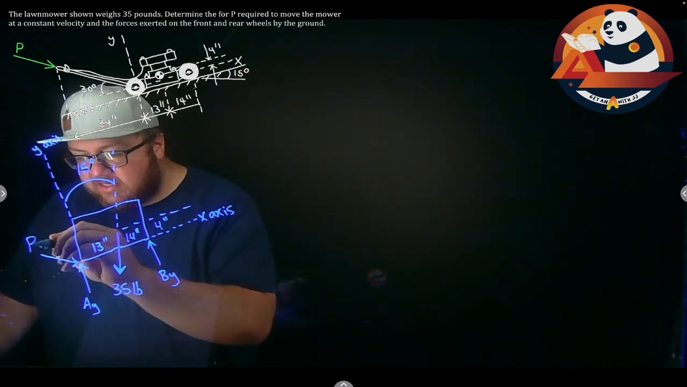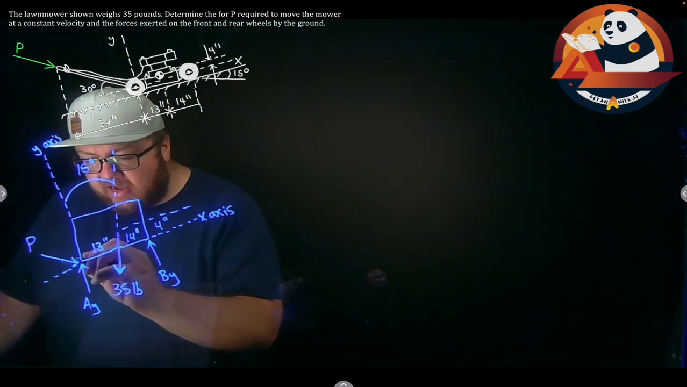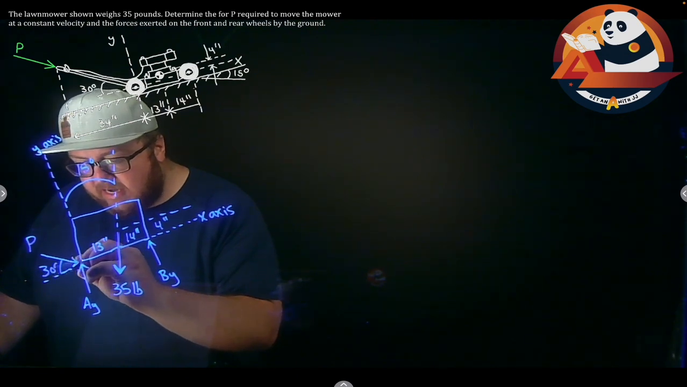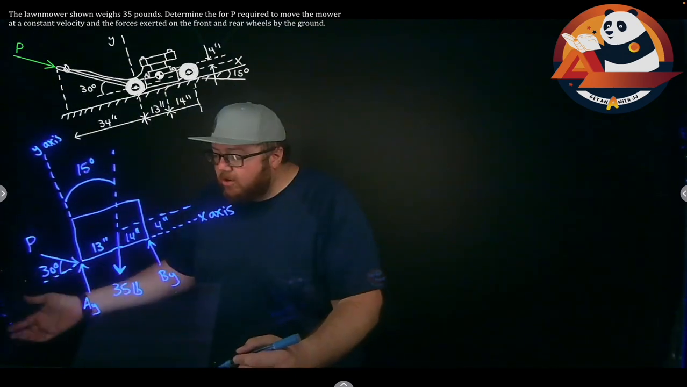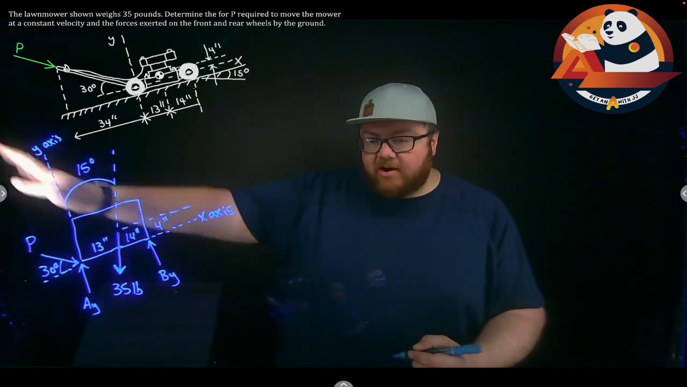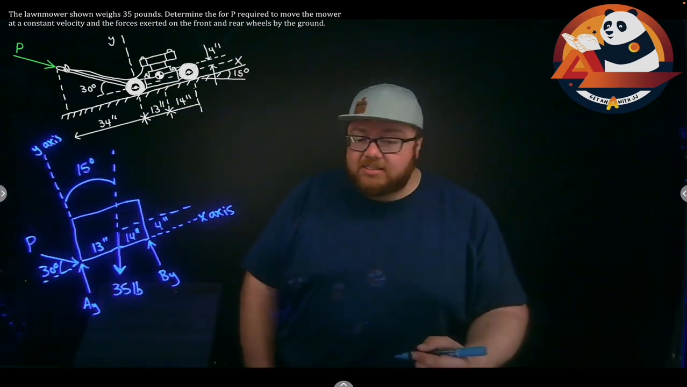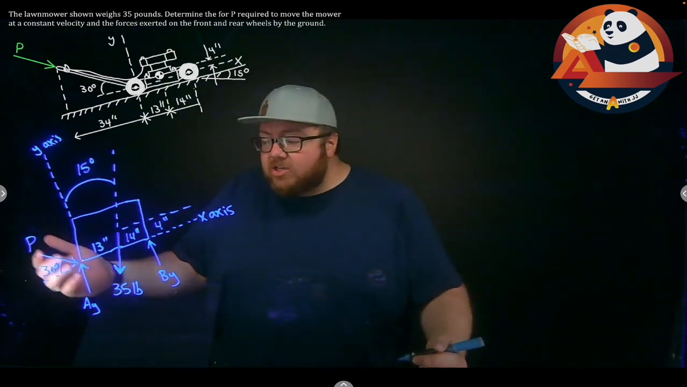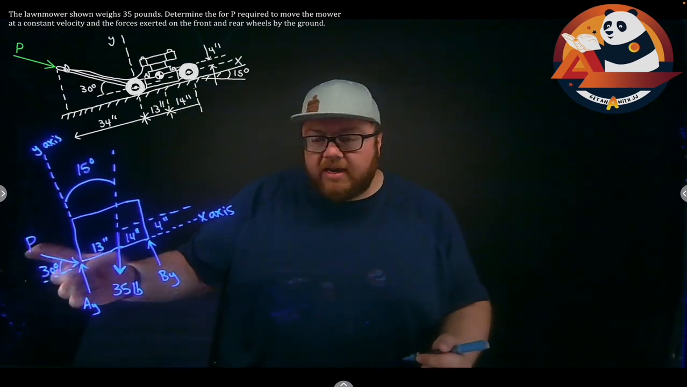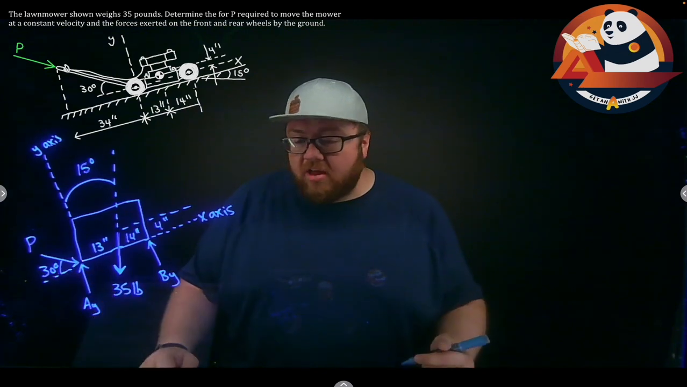That's my force P, and from the ground it is 30 degrees. That's going to make my work way easier for me. I don't have my force off in nowhere. It's right at A. It's going to make so many moments a lot easier for us. But how many unknowns do I have? I have AY, BY, and P. I should be able to get all of these.